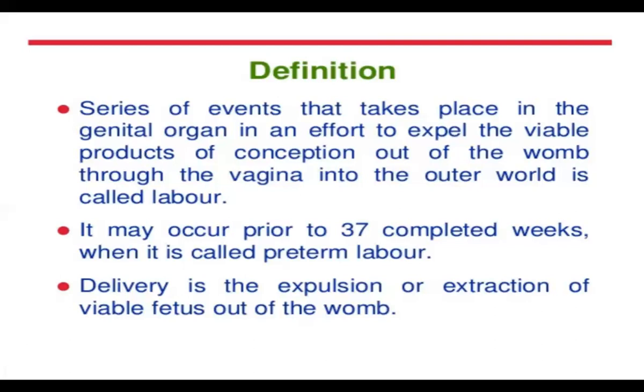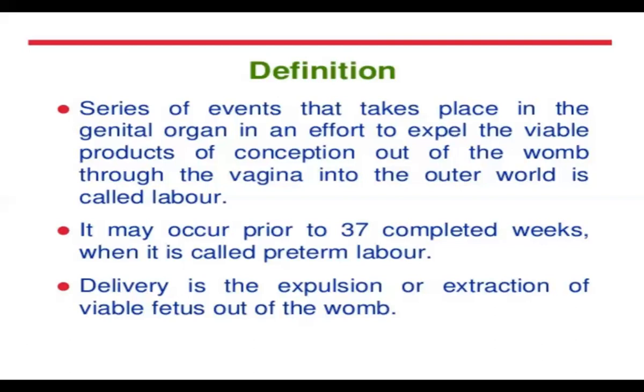And what is the time duration? As we know, the total pregnancy duration is normally 40 weeks. If labor occurs prior to 37 completed weeks, then it is called preterm. But if it is from 37 weeks to 40, then it is called normal labor. And before these 37 weeks, that is preterm labor, abnormal labor.